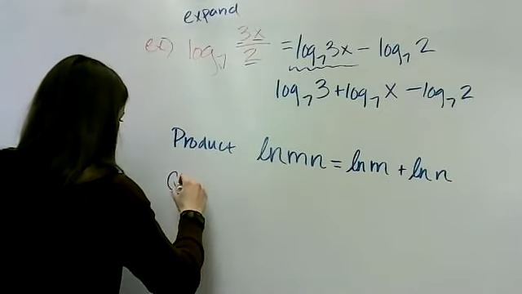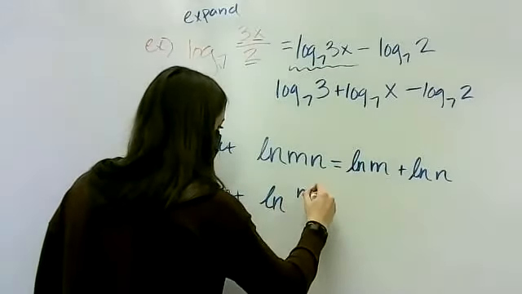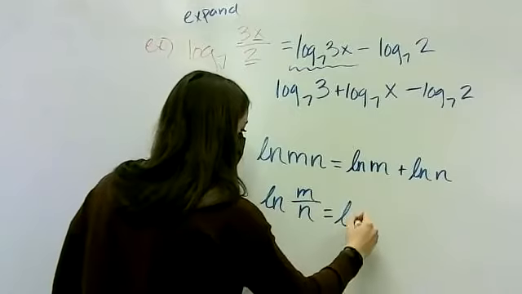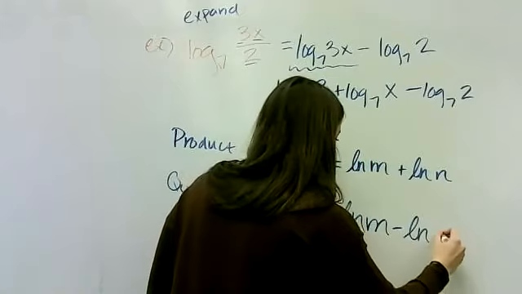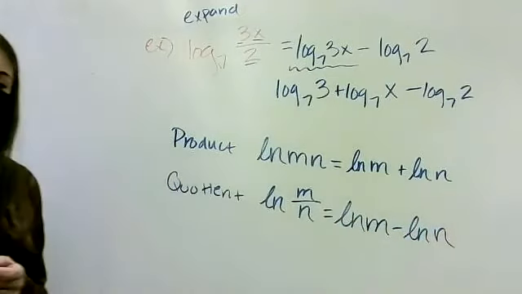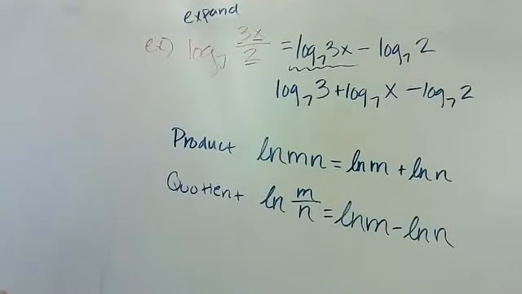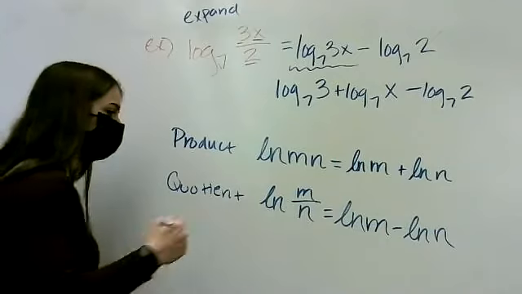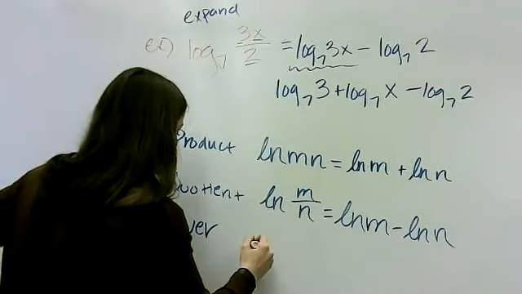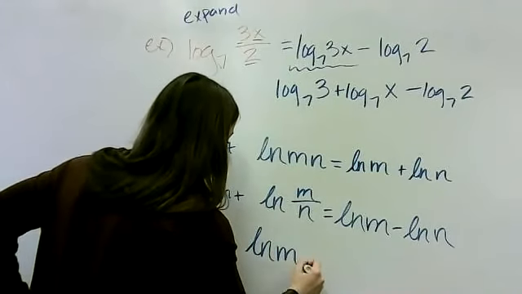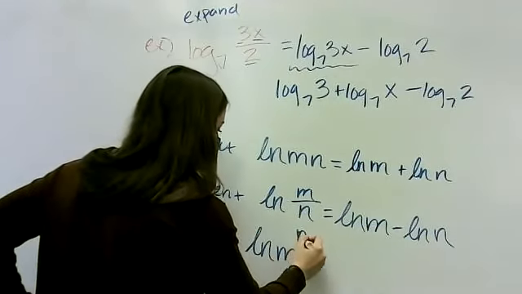Quotient property. Natural log of m over n. Take the natural log of my numerator, which is m, subtracted from the natural log of my denominator, which is n. The third one that we went over was the power property. And I think you already kind of know where this is going, but it's the same thing, natural log of m to the nth power. You end up throwing that exponent out in front.